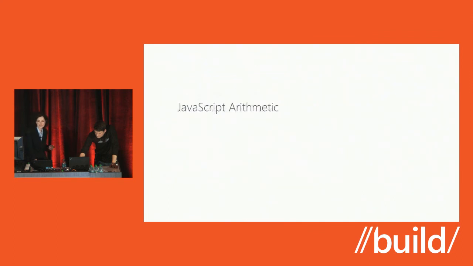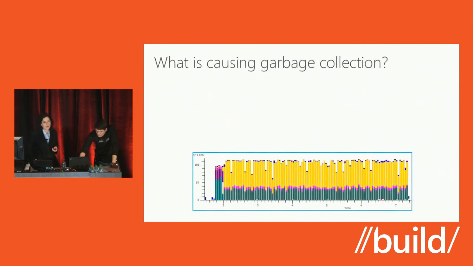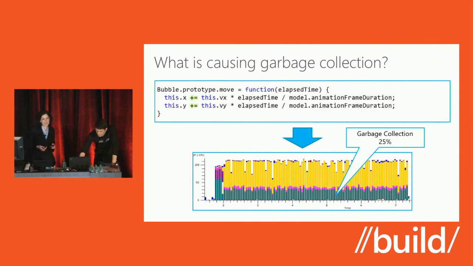JavaScript arithmetic. Now, there was a very confounding thing that happened in this application when we were trying to optimize it. We basically saw not a lot of JavaScript execution, not a lot of native execution, but a ton of garbage collection. And we didn't quite understand what was going on. What was happening was that it was this line that was causing the garbage collection. It's based on these two assignments.